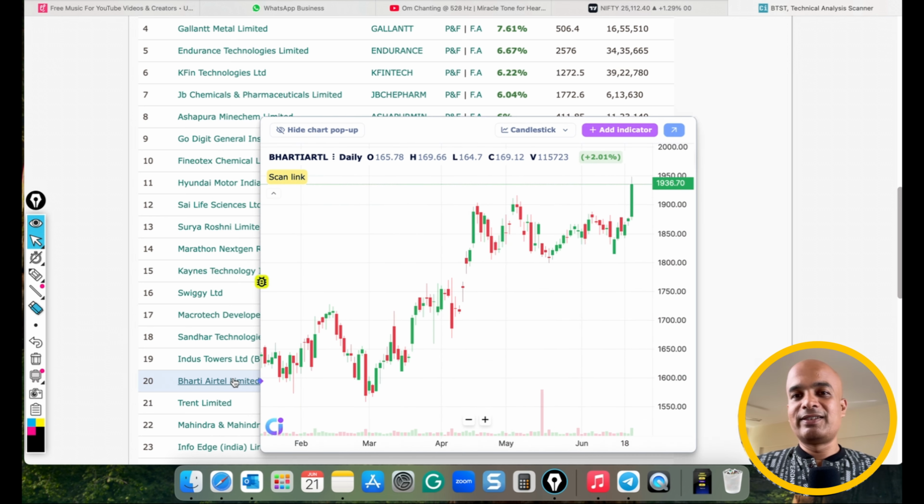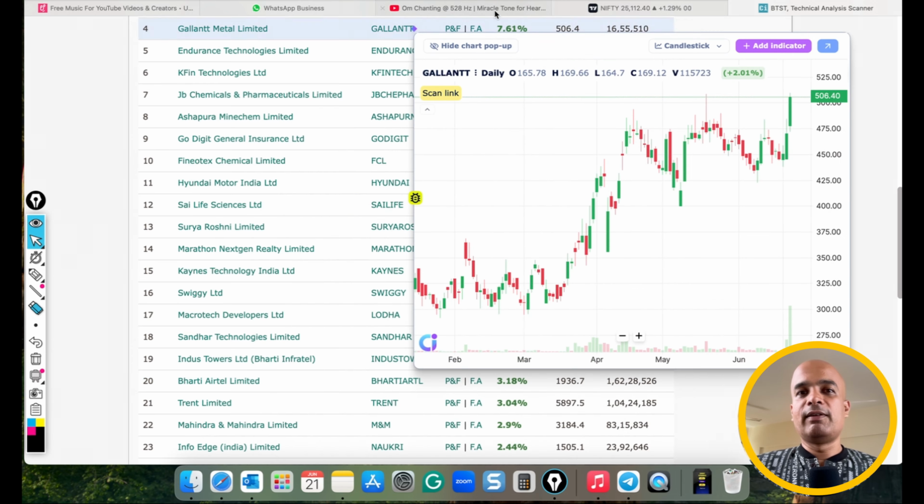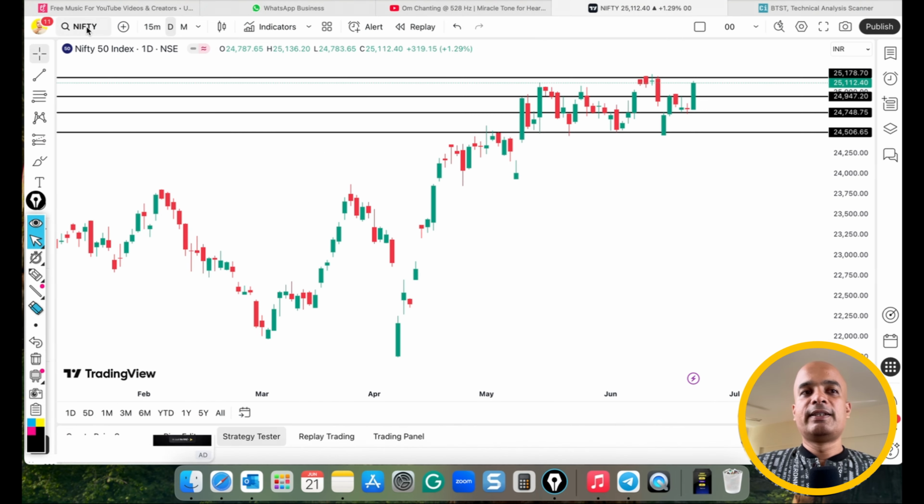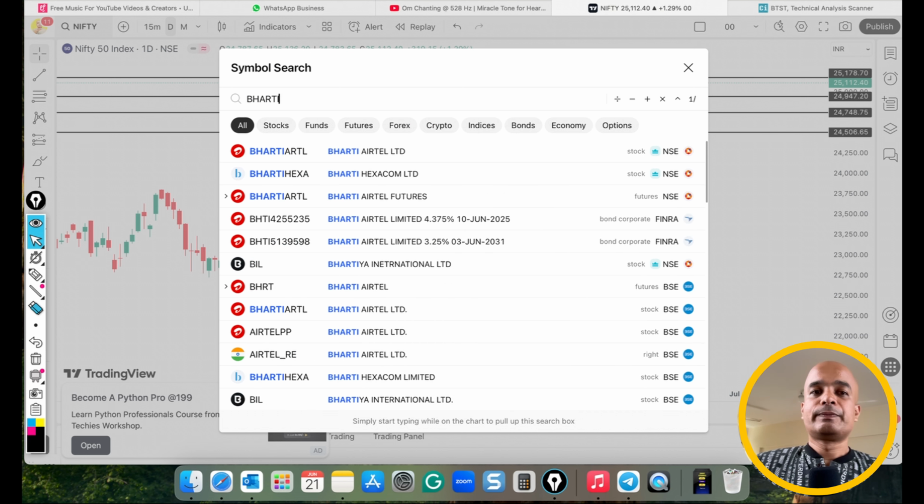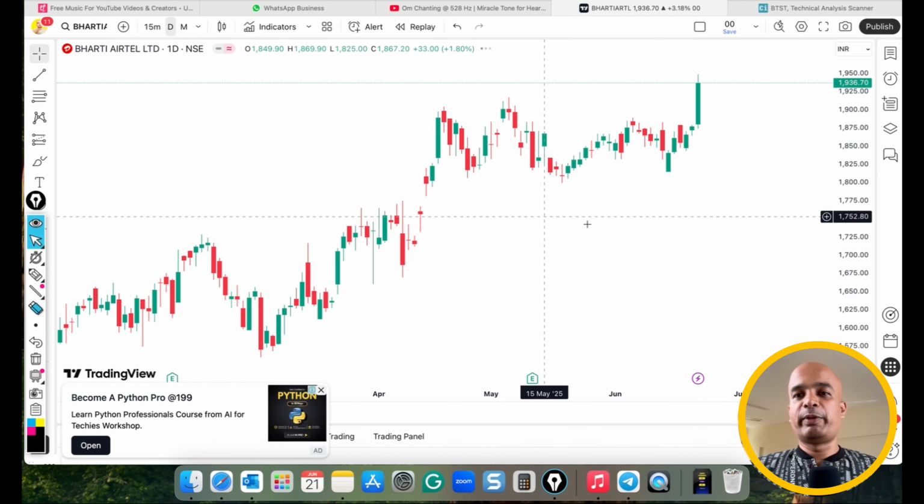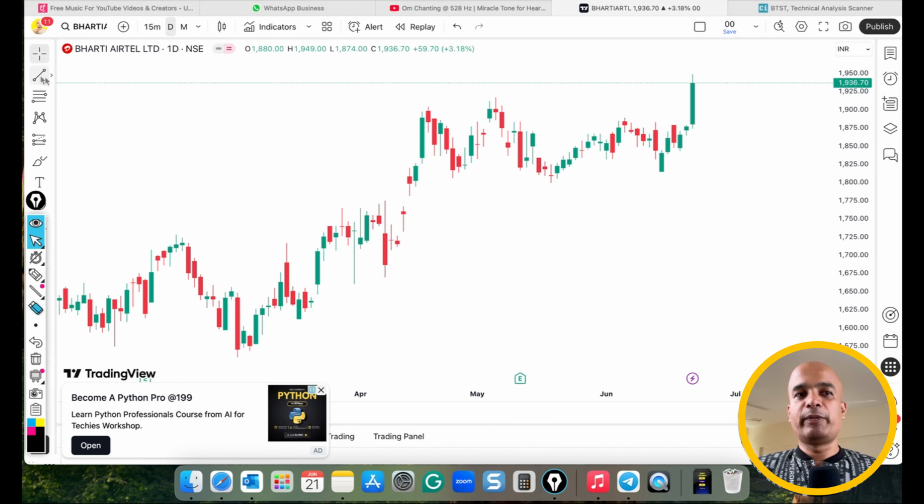Okay. For example, you can see Bharti Airtel. It's a clear cut breakout, right? See here. So I will go to TradingView and I will explain. See, if I go to Bharti Airtel, it's a clear cut breakout actually. See here, it's a clear cut breakout, right?